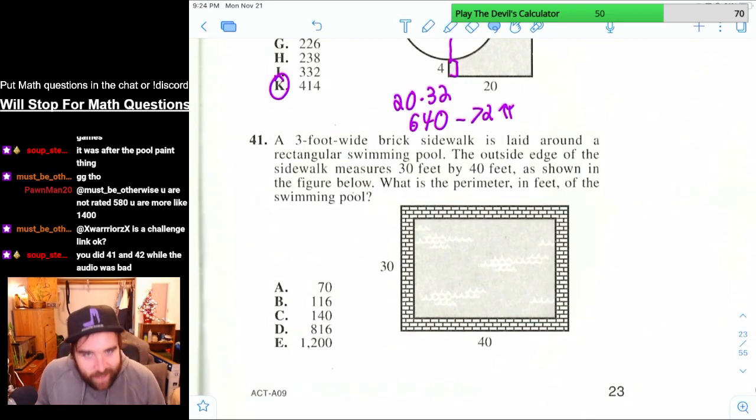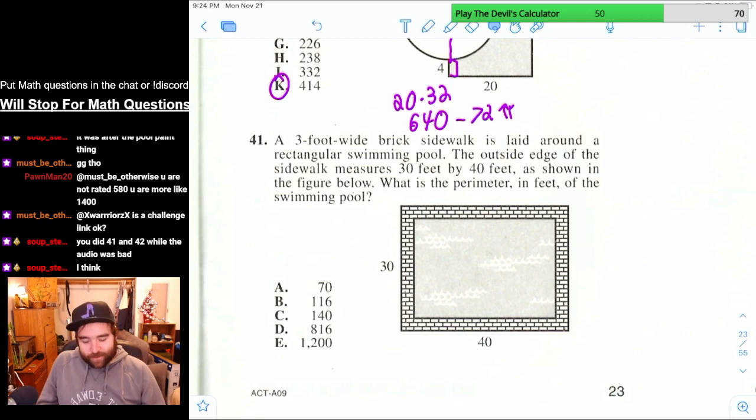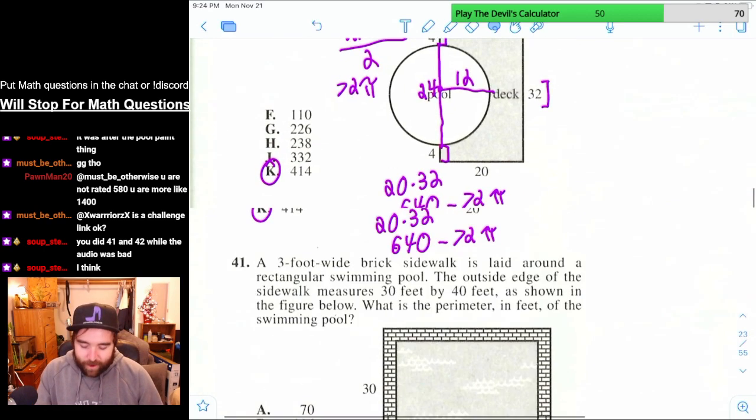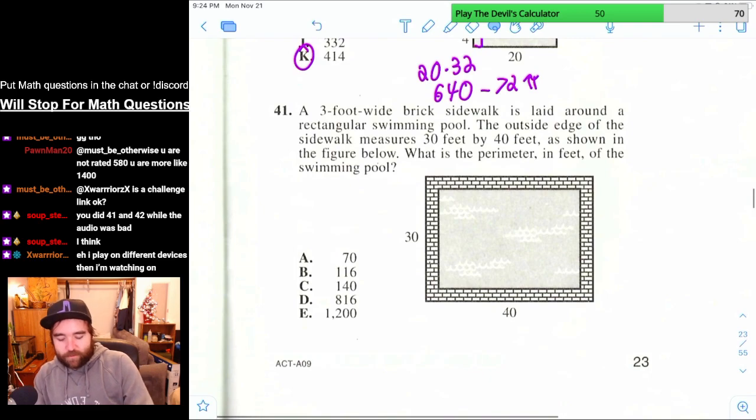I was just told that the sound was awful for the whole last problem here. So I hope we got the end of that. Hopefully the important parts. Let's go back to this.